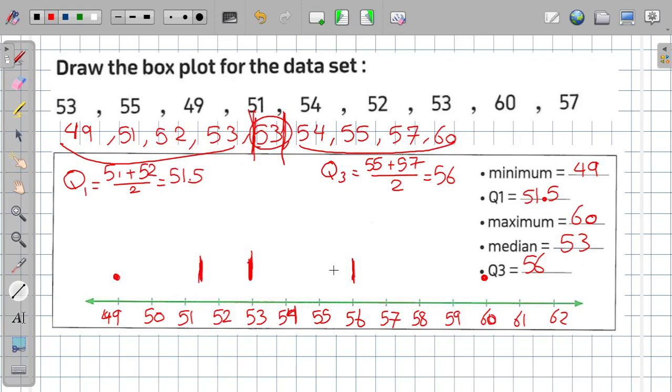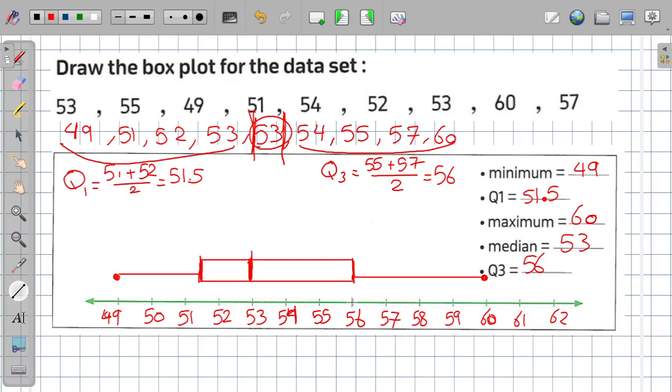After that, we will connect them together like that. So this is the first line, this is the second line. So we draw the box. After that, we connect them with the 2 points of the maximum and minimum value like that.